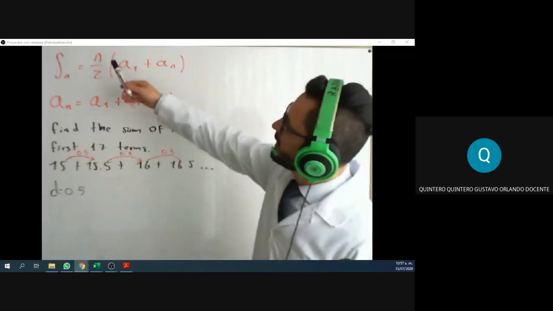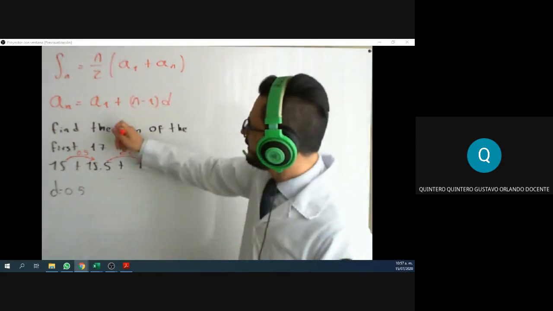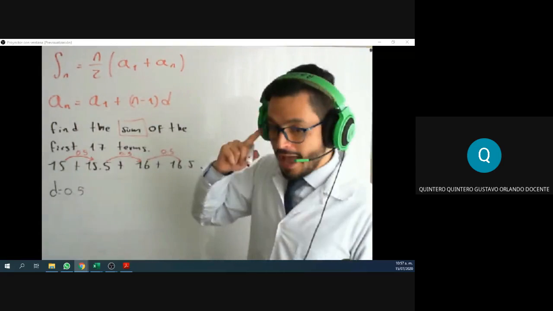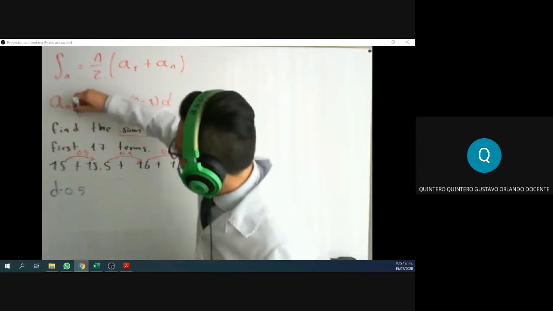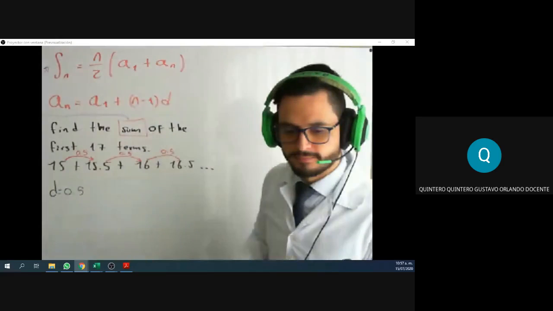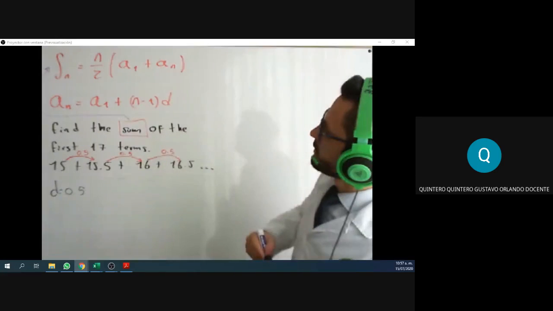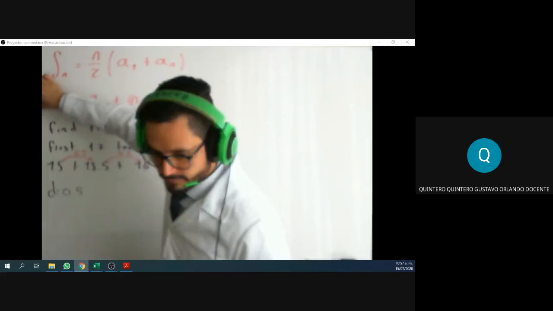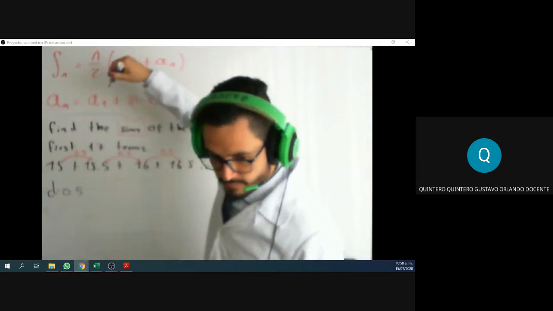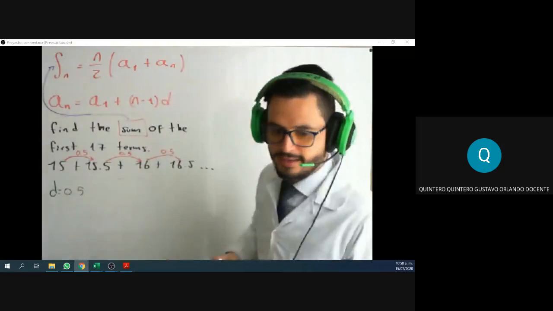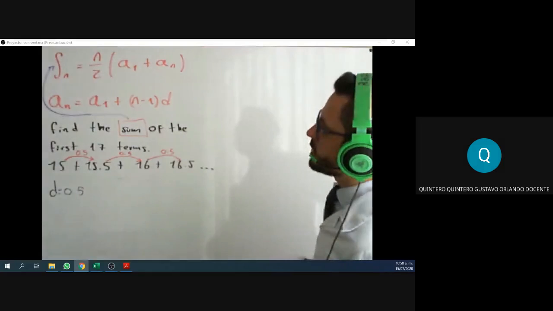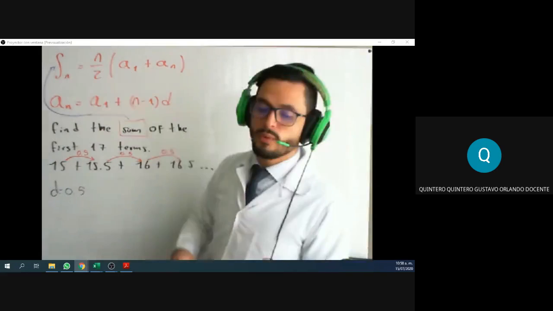Let's take a look at the first one. We are looking for the addition. Addition means we are going to have to use formula number 1. This one. This is the formula for addition. That one right there. Better? Yes. That is the formula for addition, so that is the formula we have to use.